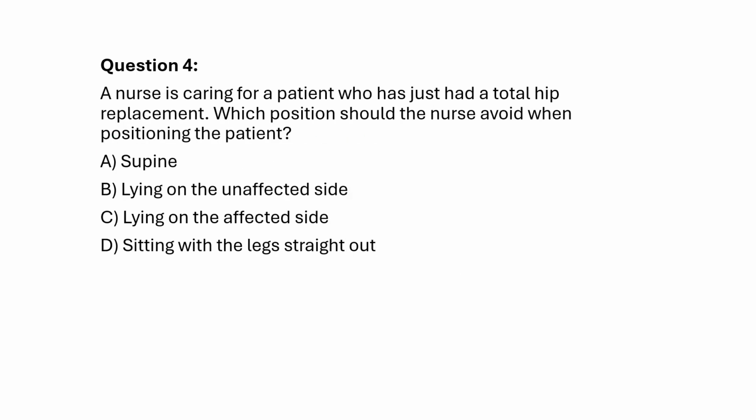Question 4. A nurse is caring for a patient who has just had a total hip replacement. Which position should the nurse avoid when positioning the patient? A. Supine. B. Lying on the unaffected side. C. Lying on the affected side. D. Sitting with the legs straight out.